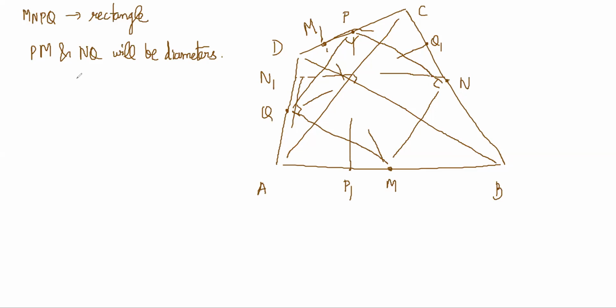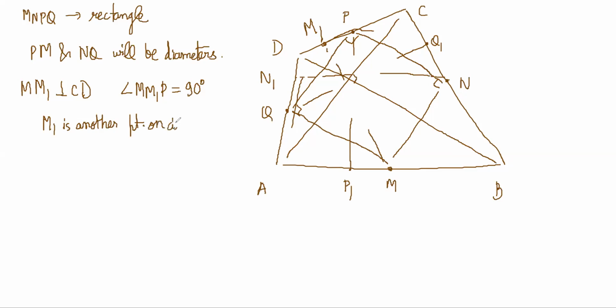Now, MM1, is it perpendicular to CD? It is given from the definition, right? Yes. MM1 is perpendicular to CD. So now what it means is that angle MM1P is equal to 90 degrees, correct? Yes. So PM was the diameter, no? So M1 is another point on that semicircle.